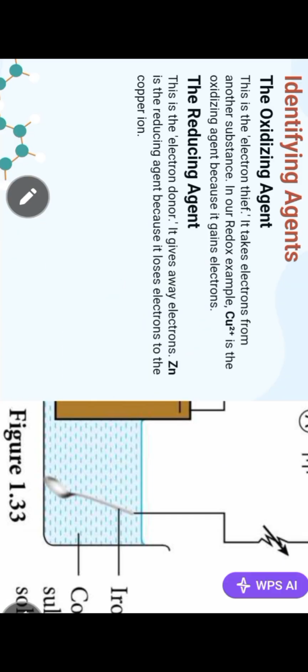How can you identify an oxidizing and reducing agent? We'll first explain the oxidizing agent. This is the electron thief. It takes electrons from another substance. So an oxidizing agent takes electrons from another substance. The oxidizing agent is the site where the reduction is being made.